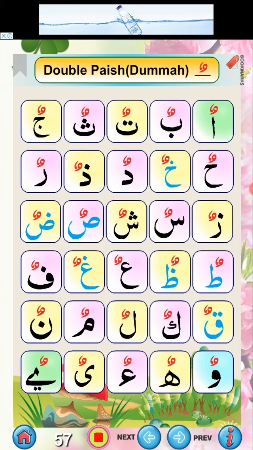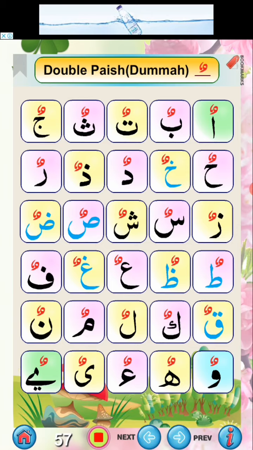Doubling the harkat will produce a noon or end sound, so it will be Tanween, like Alif two pesh un, Ba two pesh bun, Ta two pesh tun. And the same for all the rest of the letters, like Tha, Jim, Ha, Kha, till Ya. Okay, so now let us do some practice.